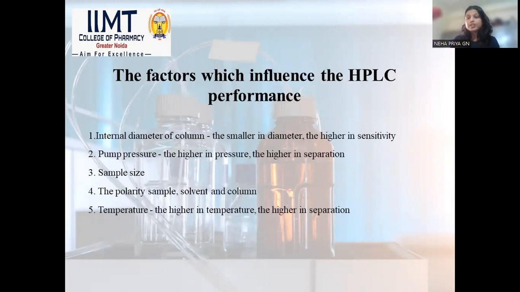Now, let's learn what are the factors on which we need to work to get HPLC more accurate, more precise, and more helpful to us. So basically, the factors which influence HPLC performance are, first, the internal diameter of the column. The smaller the diameter, the higher the sensitivity. So if we reduce the column size, we can get higher sensitivity in the result. But with higher sensitivity, it needs to be taken care of more.